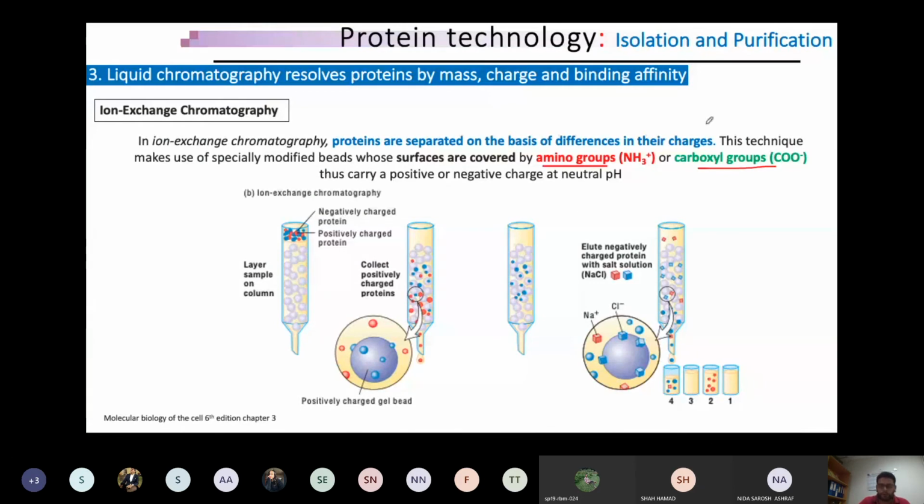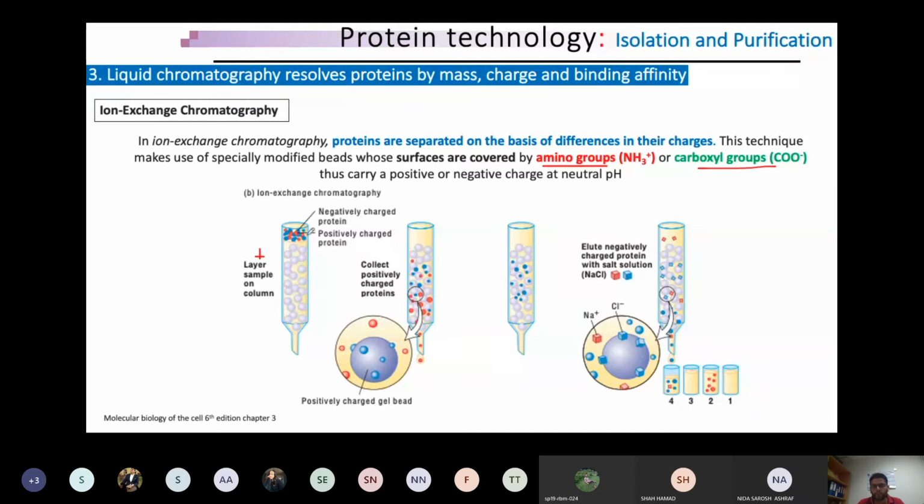Here you have charged beads, positively charged or negatively charged. So if you load a protein, let's think this is a positively charged column. I do not have any specific meaning here. So if this is a positively charged column and you loaded a protein which is negatively charged, what will happen? All the positively charged proteins will not bind here, they will be repelled, so they will go away and be eluted first. The negatively charged proteins will stay on the column.